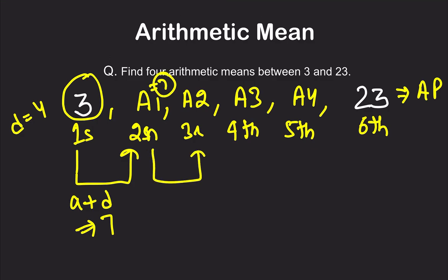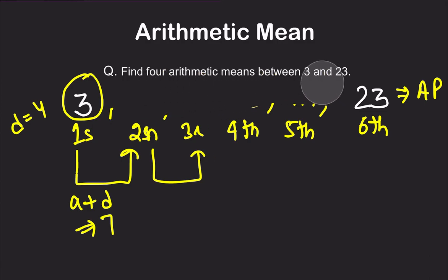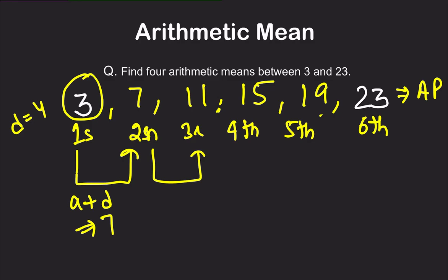What is the next term? Then again 4 will be added. Sorry, I'm making a mistake here. I have to add 4. By mistake, I was adding 3. So 3 plus 4, 7. 7 plus 4, 11. 11 plus 4, that is 15. 15 plus 4, 19. And after 19, the last term is 23.